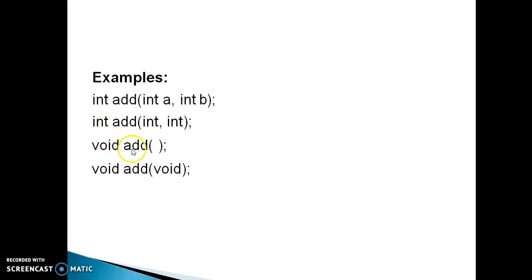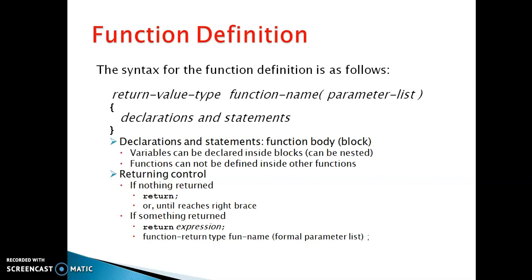If the user doesn't want to pass arguments, then we can leave it empty, and if the function is not returning any value, the return type can be void. This can be written like void add and also void add(void). Both have the same meaning: we don't pass any parameters, and the function add will not return any value also. So next, function definition.